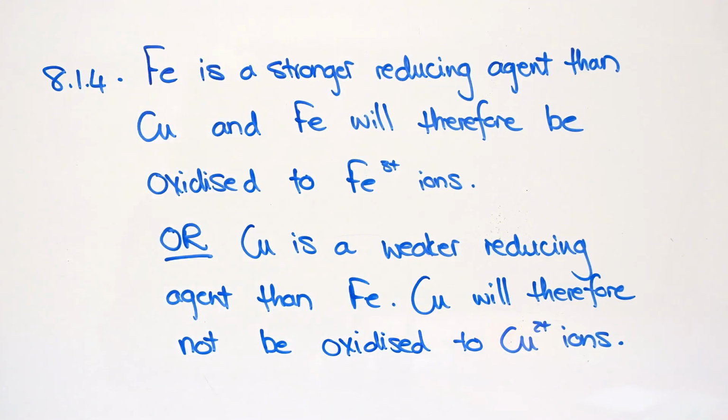Here is the answer to 8.1.4 again. Iron is a stronger reducing agent than copper. It is higher up on the table. And iron will therefore be oxidized to iron 3+ ions. Or you can say copper is a weaker reducing agent than iron because it is lower down on the table. Therefore, copper will not be oxidized to copper ions.